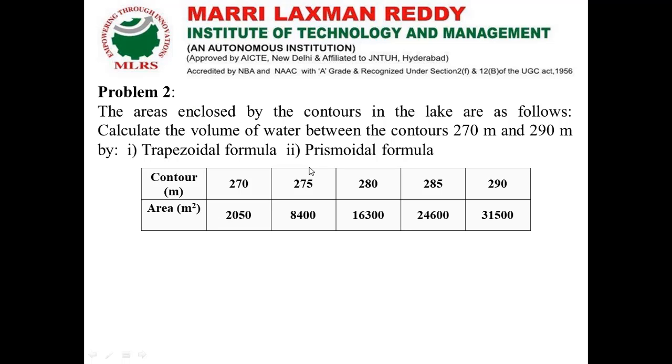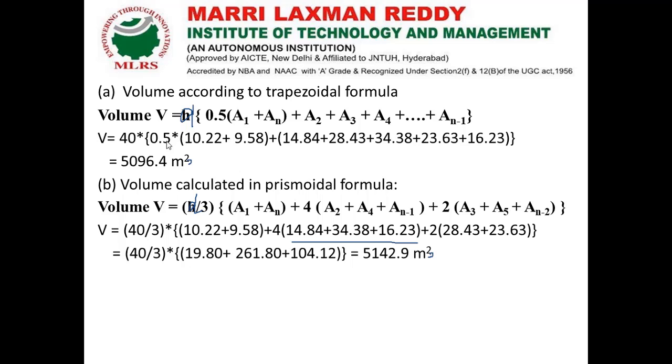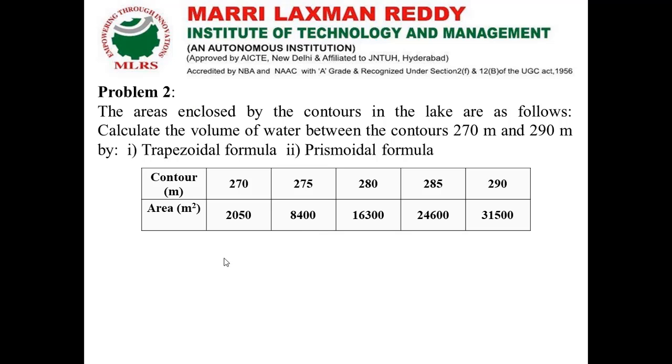Next, the second problem is related to contours. The areas enclosed by the contours in the lake are as follows. Calculate the volume of water between the contours 270 meter and 290 meter by trapezoidal formula and prismoidal formula. The calculation of volume using the trapezoidal formula is the same as this, and the prismoidal rule is also the same. It won't change. Now I will explain how to calculate.